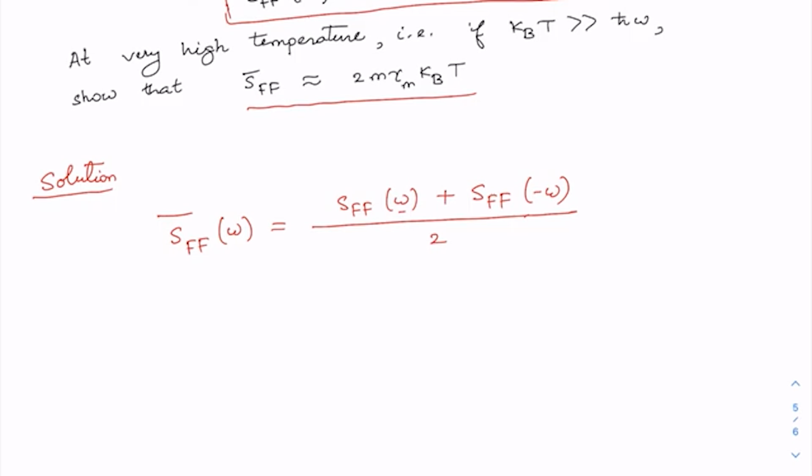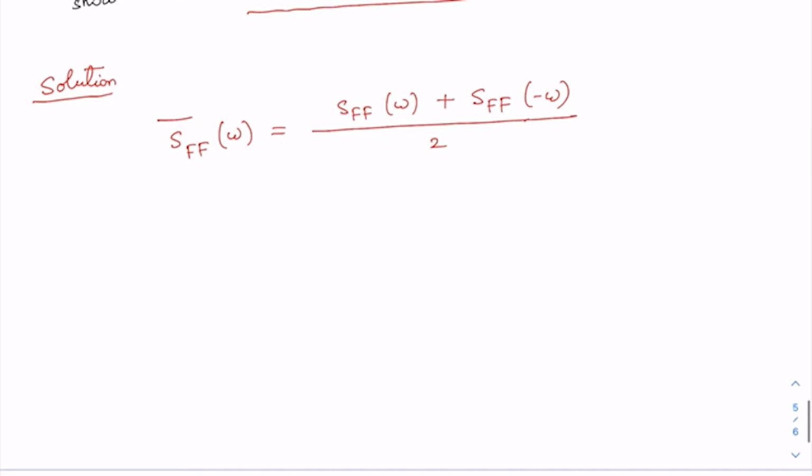And also you know that in the quantum regime, which we have actually shown in the class, S_FF at omega is not equal to S_FF at minus omega. In the quantum regime they are not equal, but in the classical regime they are equal. So these things we know. And also I told you that F plays the role of quantum Langevin noise here. Okay, these we already know. Now let us work out the expression.